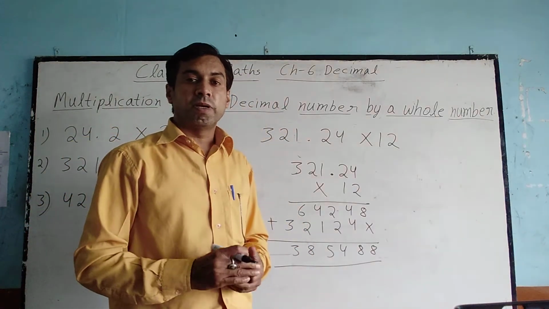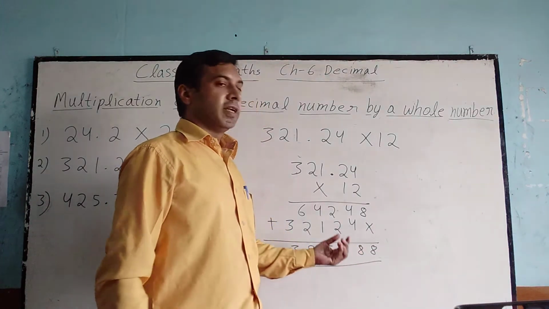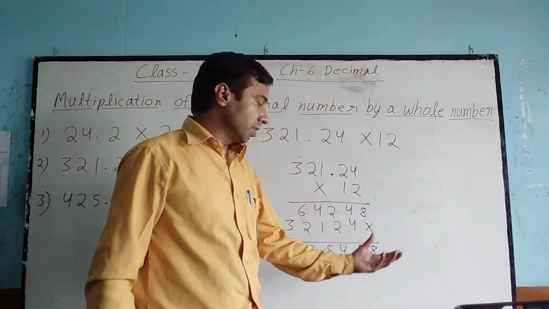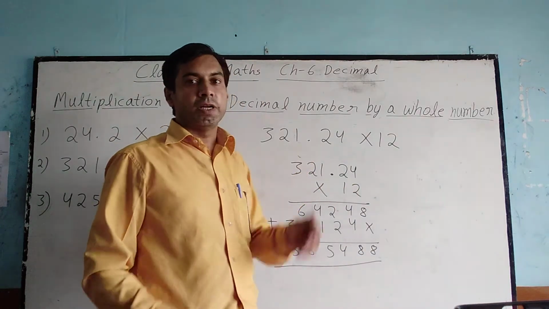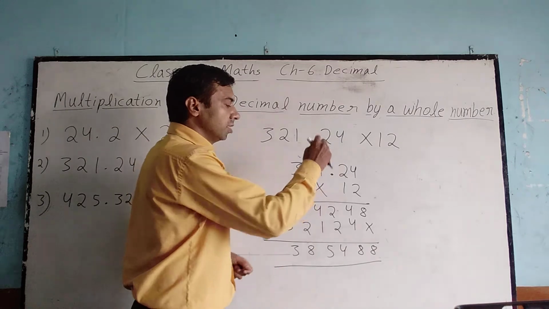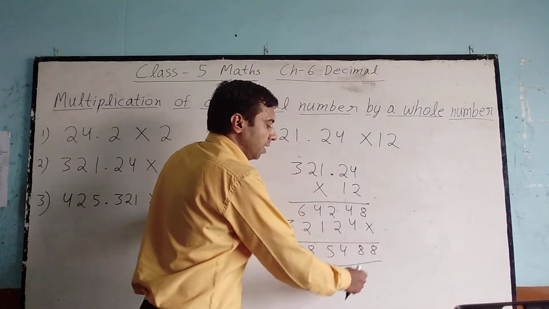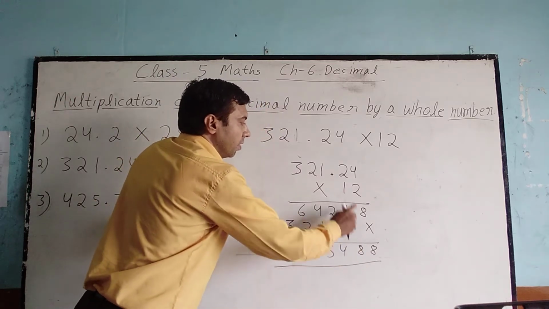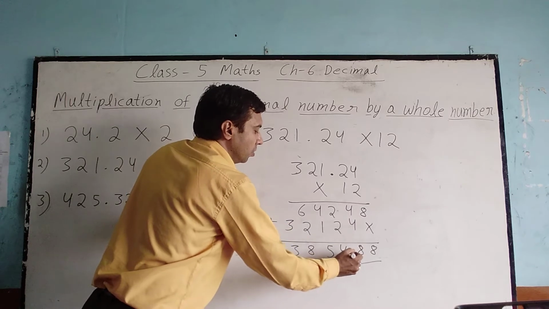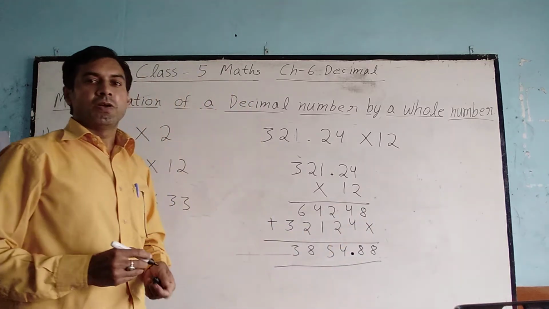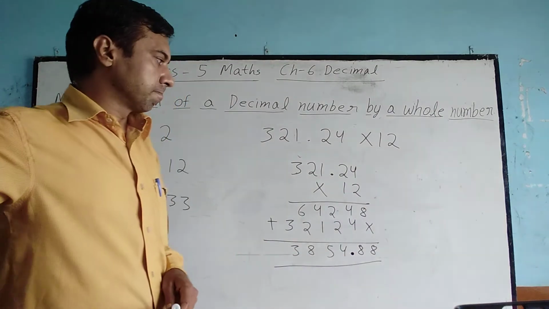How do we put the decimal? In the product, counting from the ones place, we put the decimal leaving digits equal to the total number of decimal places we have in the decimal number. Here we have 2 decimal places. So in the product, counting from the ones place, we will leave 2 digits and then put the decimal. This is our product, students.